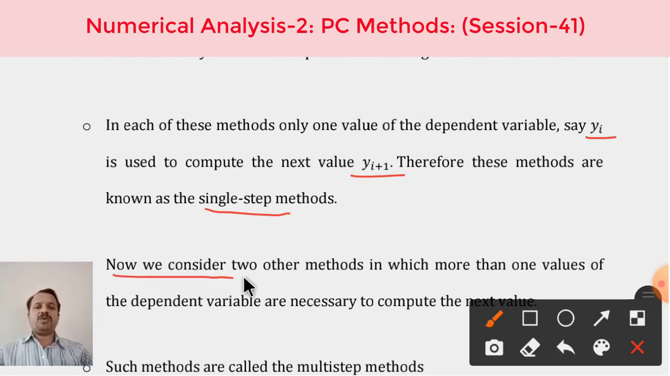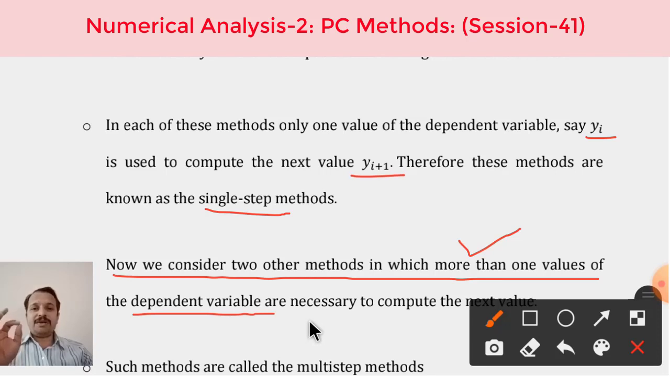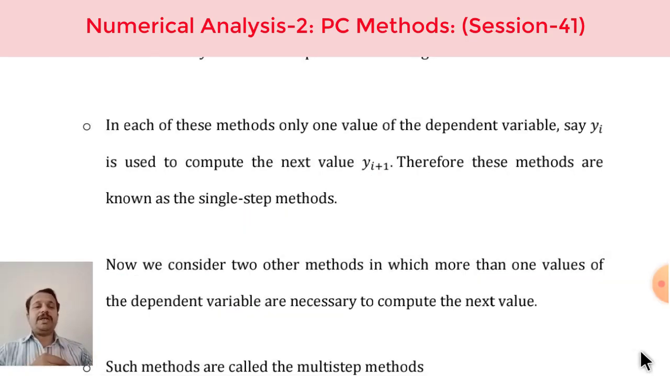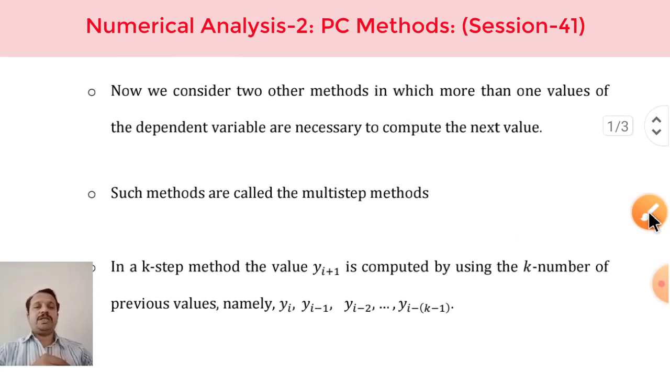Now we are moving towards another very important method where more than one value of the unknown is required. This is very important: more than one value of the dependent variable is necessary to compute the value of y at the next successive point. Therefore these methods are called multi-step methods. You should understand why these methods are multi-step methods.